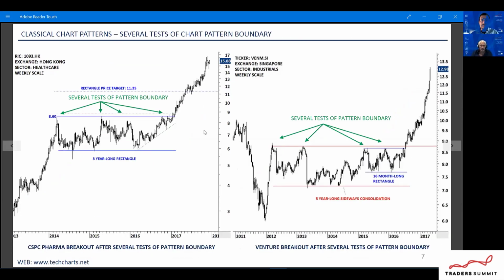Several tests of the chart pattern boundary. The more you test a chart pattern boundary, the more energy is built. It's like the earthquake. If for 10 years you haven't seen an earthquake in an earthquake zone, chances are high the next one is going to be a bigger earthquake.